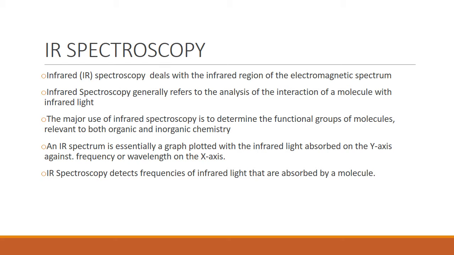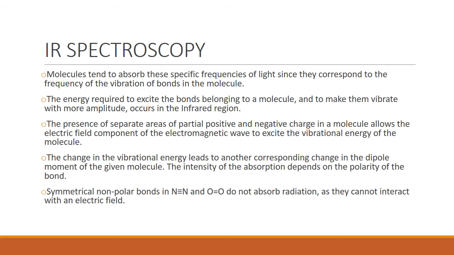Infrared spectroscopy is mainly used for determining different types of functional groups of molecules, either organic or inorganic, based on the different groups or types of bonds or the way the structure is defined. We get the image from an IR spectrum, which is a graph plotted between infrared light absorbed as the y-axis against frequency or wavelength. In some cases it is defined based on wave number, which is derived from frequencies.